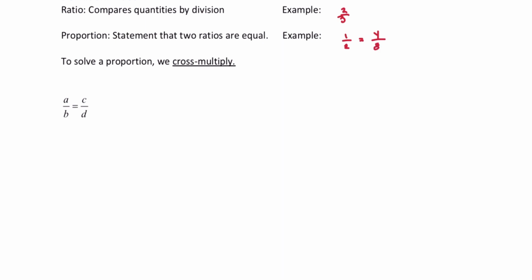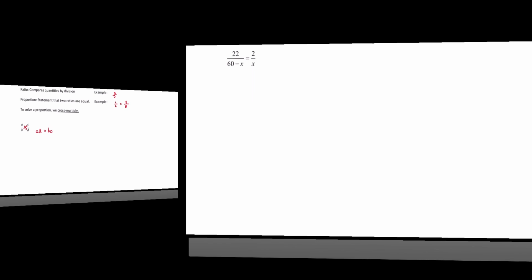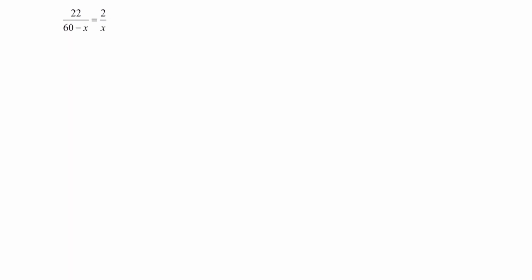This is a proportion. To solve a proportion, we will cross multiply. So A times D is AD, and cross that with B times C equals BC. We use cross multiplication to solve a proportion. For example, notice here we have a proportion. To solve this, we want to start by cross multiplying.